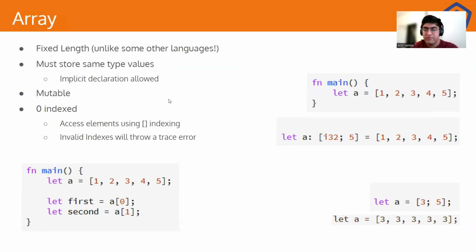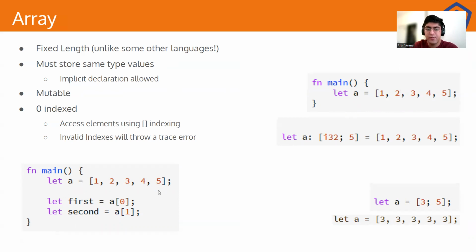You must store the same type value. So unlike tuples, you have to store the exact same type. Of course, implicit declarations are allowed. You can do let a equal 1, 2, 3, 4, 5. This is totally acceptable. But of course, this will not be mutable because we did not use the mut keyword. But they can be mutable. You can say let mut a equals 1, 2, 3, 4, 5.